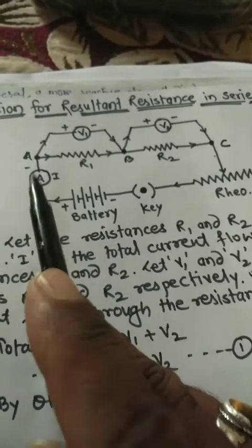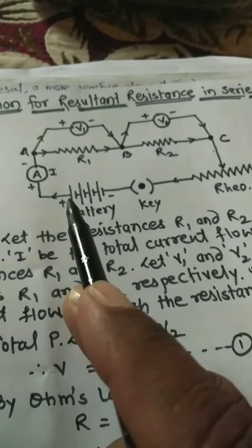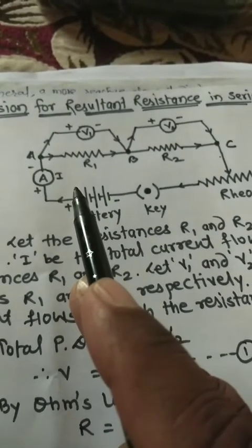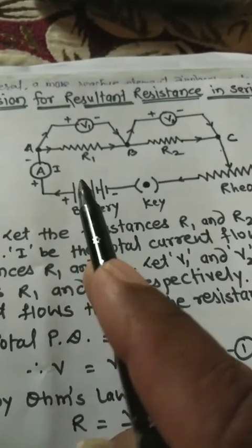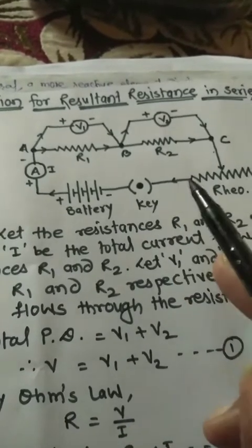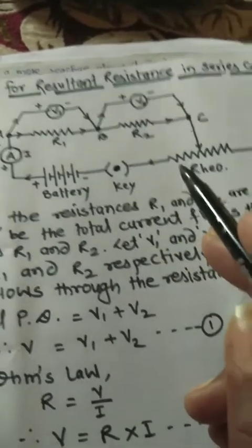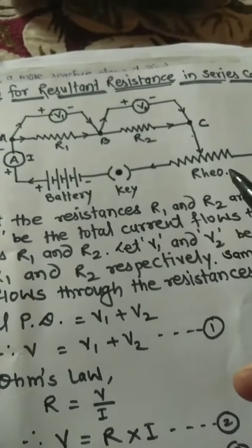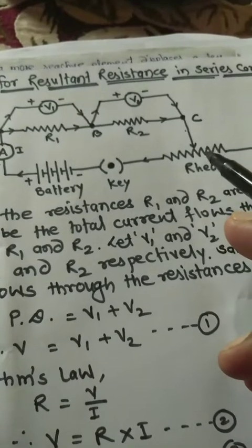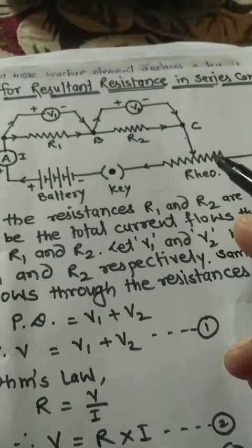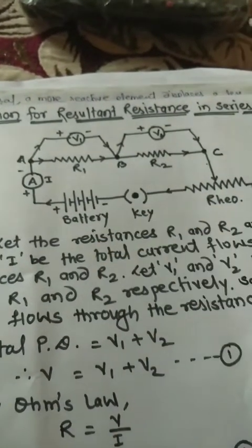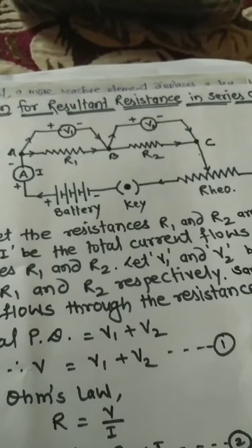Always keep this in mind: the positive terminal of the ammeter connects to the positive terminal of the battery. Always. Don't forget these things. And the negative terminal of the battery connects to the key. The other end of the key connects to one end of the rheostat. And terminal C is connected to the second terminal of the rheostat. So in this way we have to connect the appliances in series combination.